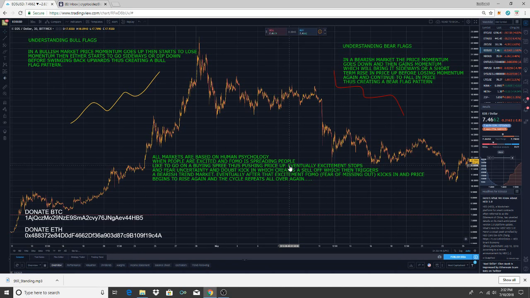And then eventually, when the price goes down low enough, when people think, oh, this is a great buy, people start buying again, then fear of missing out, FOMO, starts to kick in, and everybody starts buying all over again, excitement starts to generate, and the cycle repeats all over again. So, this concept is pretty simple. A bull flag is the price line going up, then down or sideways, then up, down, up. A bear flag is price going down, then up, down, then up, then down, in a downwards market. So pretty simple concepts.